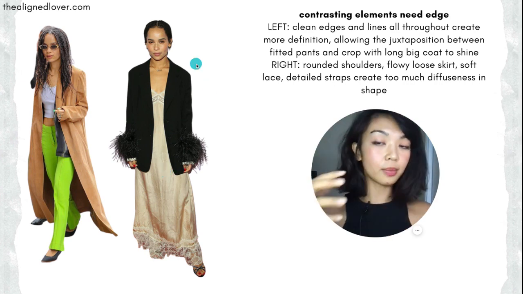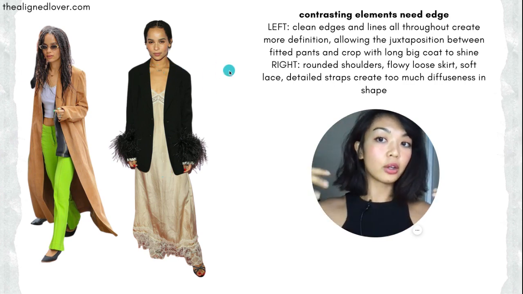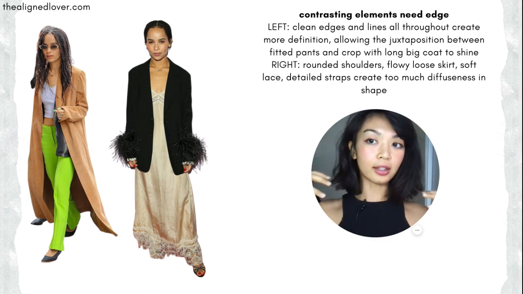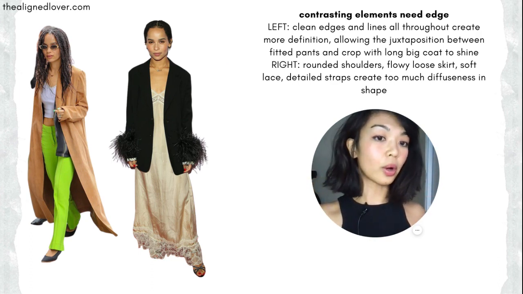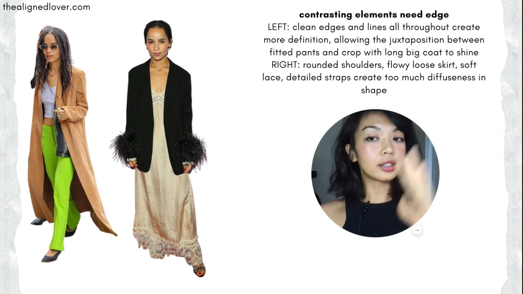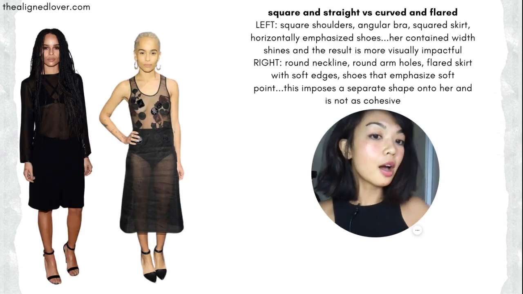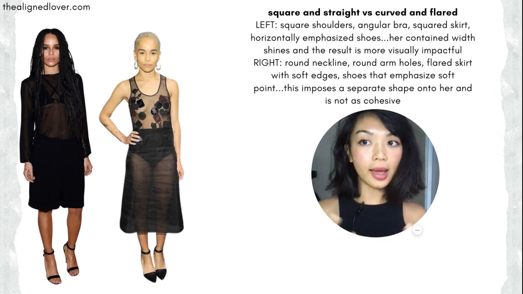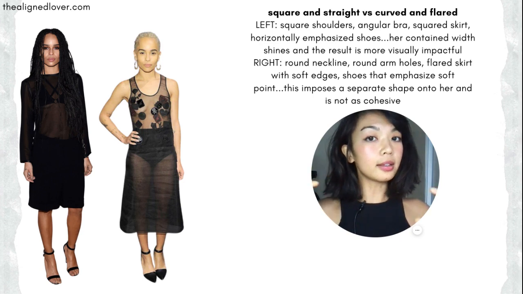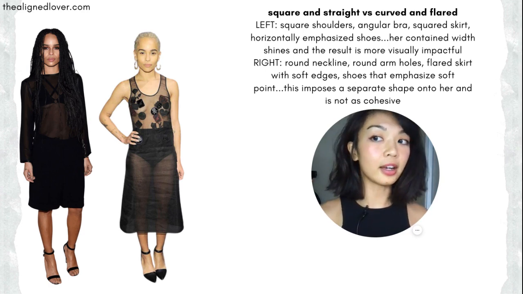So that combined with the fact that the shoulders are not creating that strong, wider, square shape, she is getting quite lost in this outfit. All right, another important aspect to her style and to her body ID is the use of square and straight lines versus curved and gently flared lines.